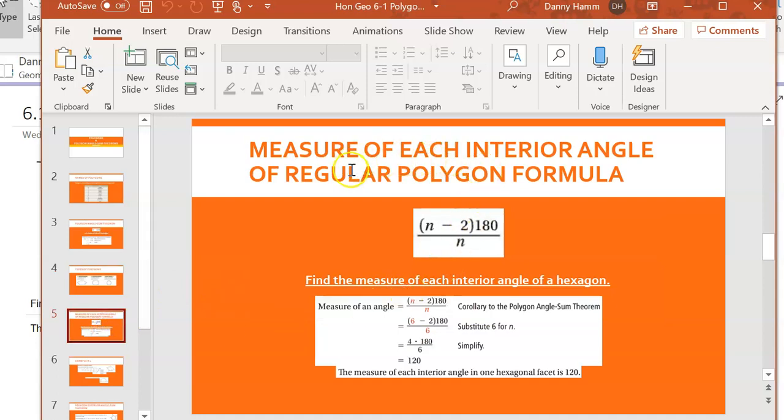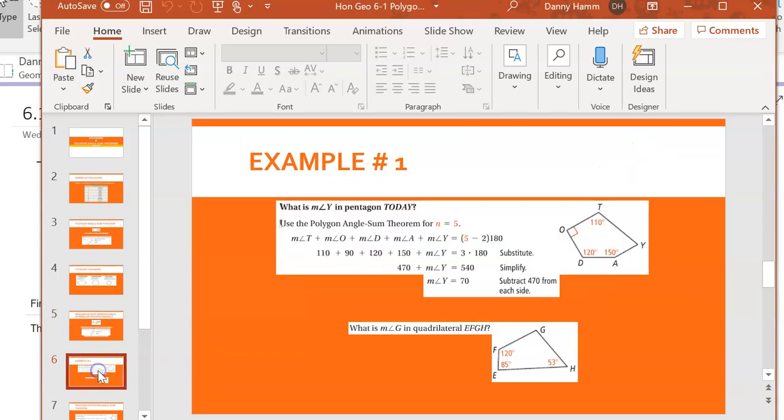And then if we're looking at the measure of each angle, this is also of a regular polygon, so we know that all of the angles are equal and all the side lengths are. In doing that, this is the formula that we're looking for. Here we're looking at a hexagon, which has 6 sides, so both of the n's are replaced with 6, and then we solve. This lets us know that each angle of a regular polygon with 6 sides has a measure of 120 degrees.